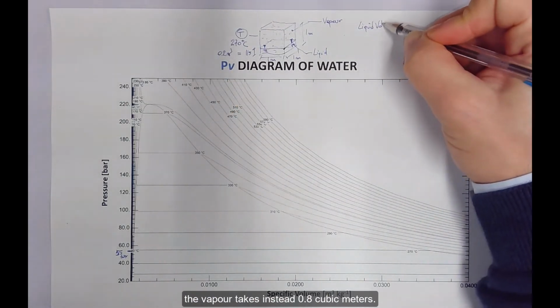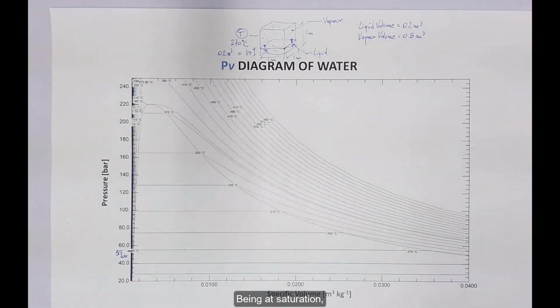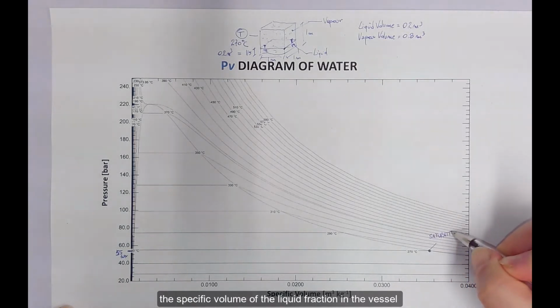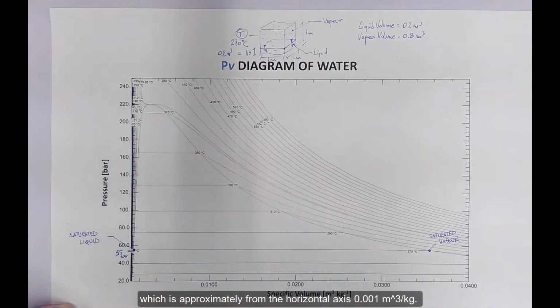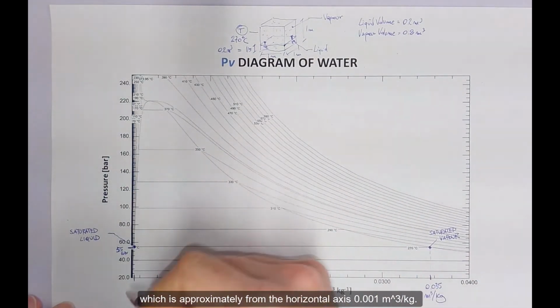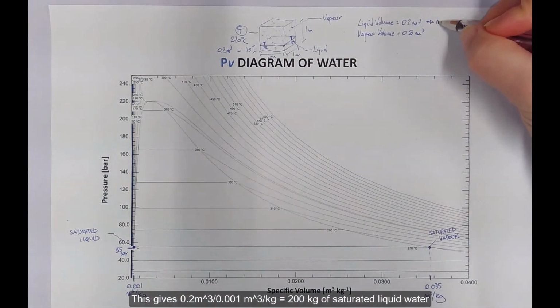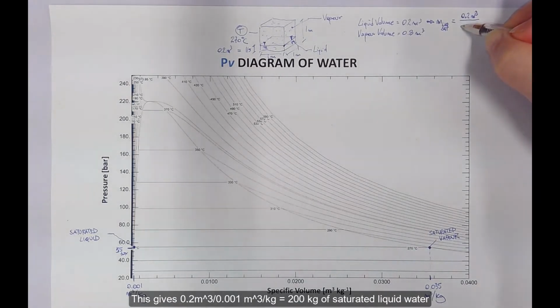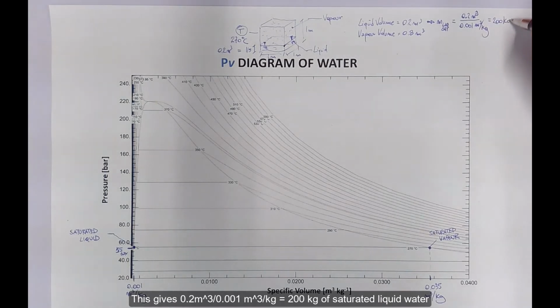The vapor takes instead 0.8 cubic meters. Being at saturation, the specific volume of the liquid fraction in the vessel is the saturated liquid specific volume, which is approximately, from the horizontal axis, 0.001 cubic meter per kilogram. This gives 0.2 cubic meters over 0.001 cubic meter per kilogram, 200 kilograms of saturated liquid water.